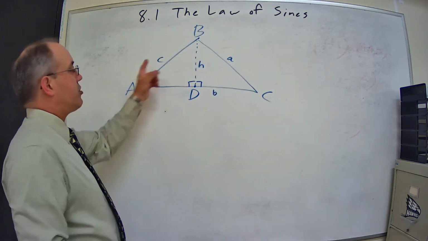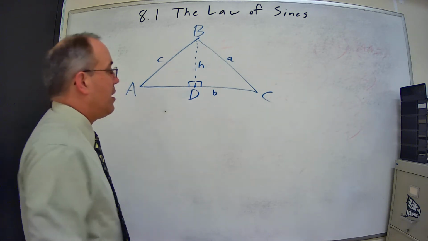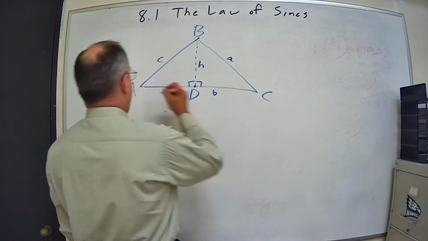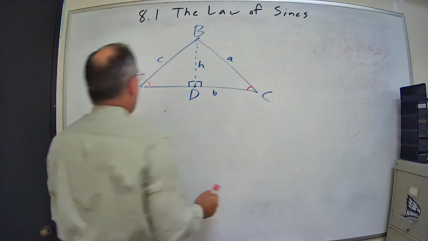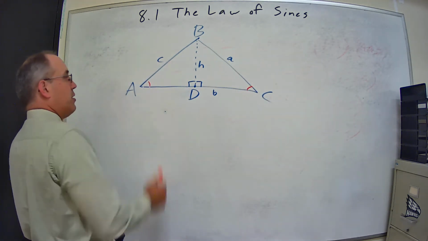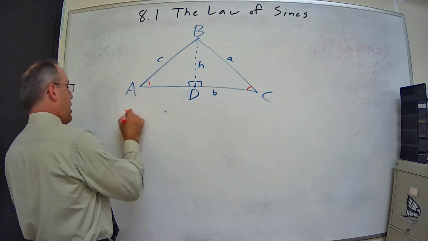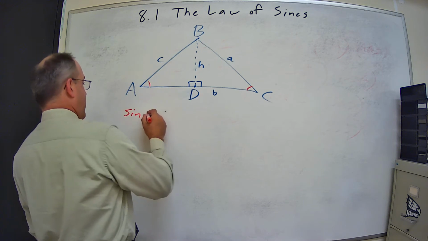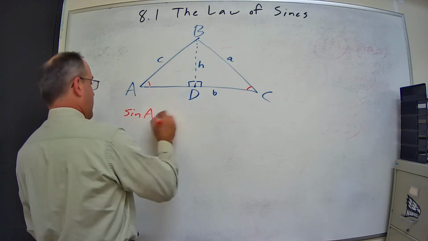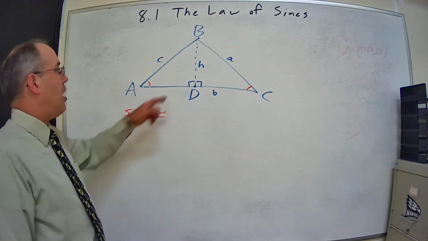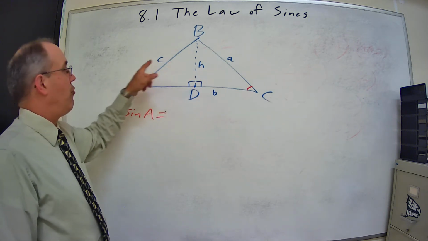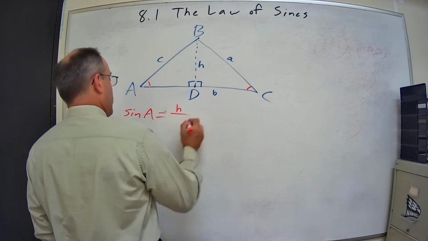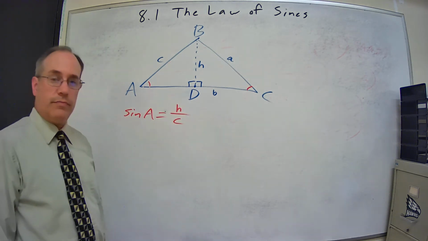So if these are right triangles, then I can look at angle C and angle A. So let's start with angle A. If I want to find the sine of angle A, that is equal to opposite over hypotenuse. So that's h over c.